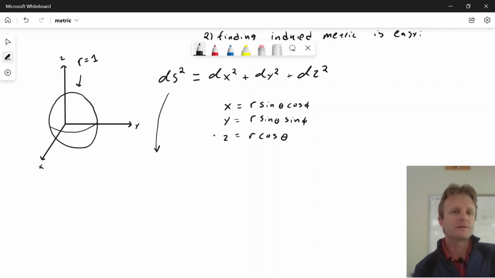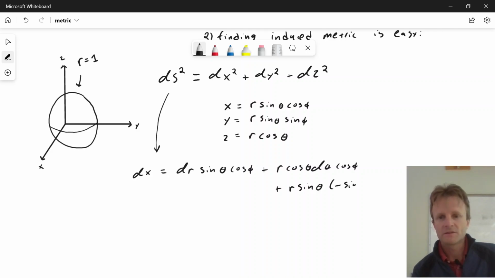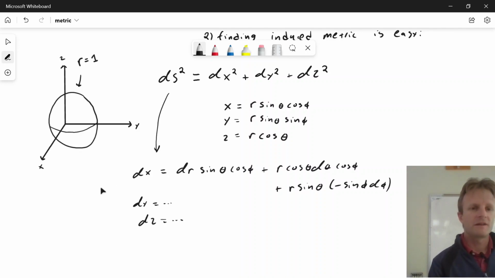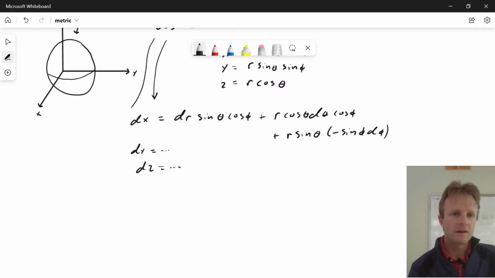So the first thing we're going to do is convert this to spherical coordinates. So we have x, y, and z. We're going to need dx. So dx is going to be dr sine theta cosine phi plus r cos theta d theta cosine phi plus r sine theta times minus sine phi d phi. And we're going to do the same thing for dy, the same thing for dz. I think there'll be a homework problem where I ask you to actually go through this. You just sort of plug in and collect terms and do a bunch of trig identities. It's not very hard, but it's not worth doing it in class.